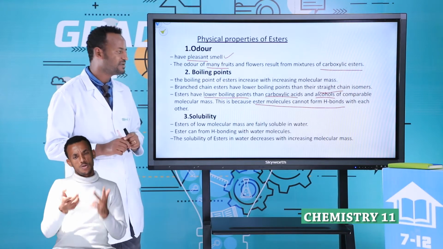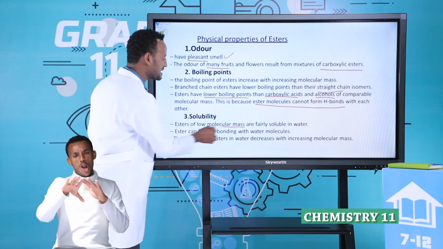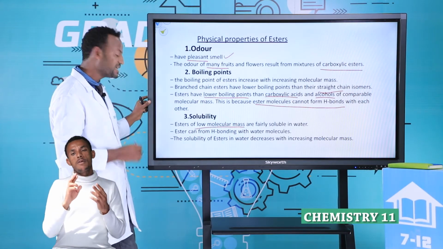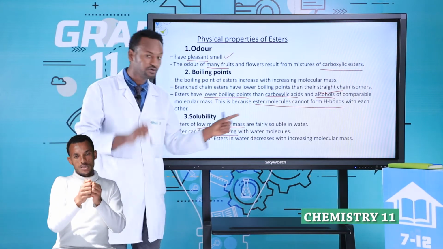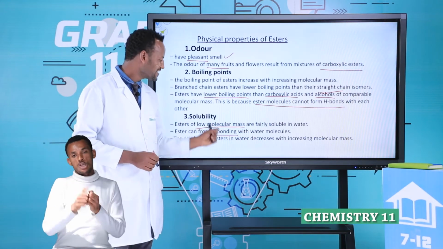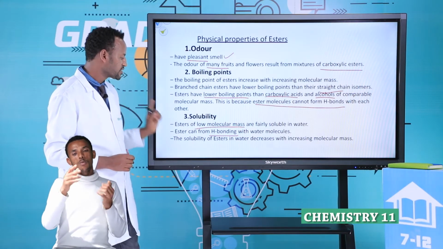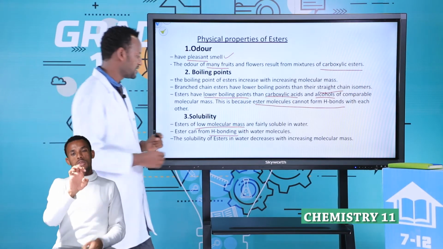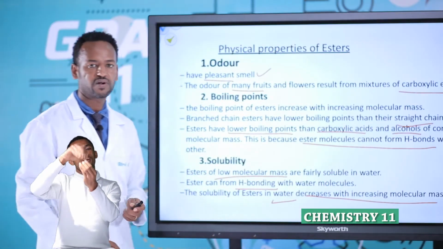The third one is solubility. Esters of lower molecular masses are fairly soluble in water. Esters can form hydrogen bonding. With what? With water, not with ester. Therefore, ester forms hydrogen bonding with water molecules. The solubility of ester in water decreases with increasing molecular mass.